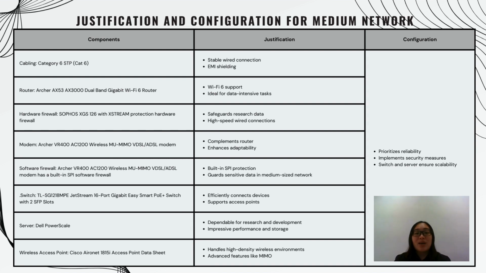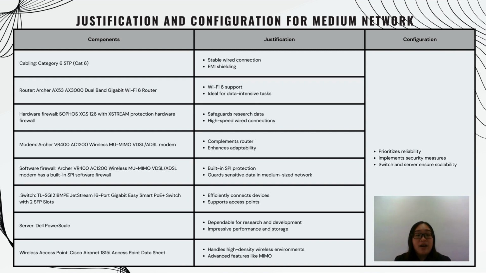Next is medium network, University Lab. Cat6 STP cabling chosen for the lab ensures stable wired connections with EMI shielding, meeting speed and reliability requirements and supporting future needs. The Archer AX53 routers support Wi-Fi 6, efficiently distributing resources for up to 30 users engaged in data-intensive tasks. The Sophos XGS1206 hardware firewall safeguards research data, offering high-speed connections, Wi-Fi capabilities, and advanced security features.